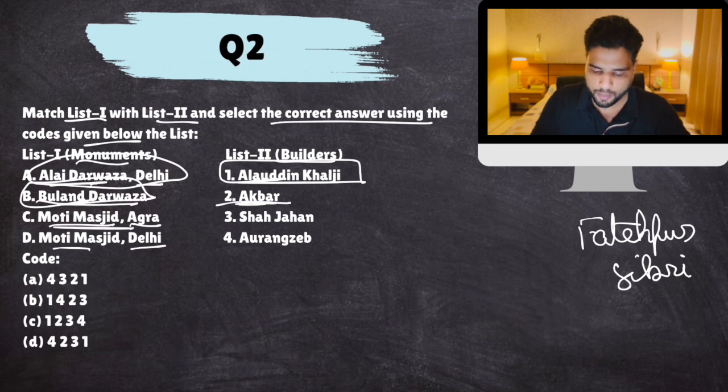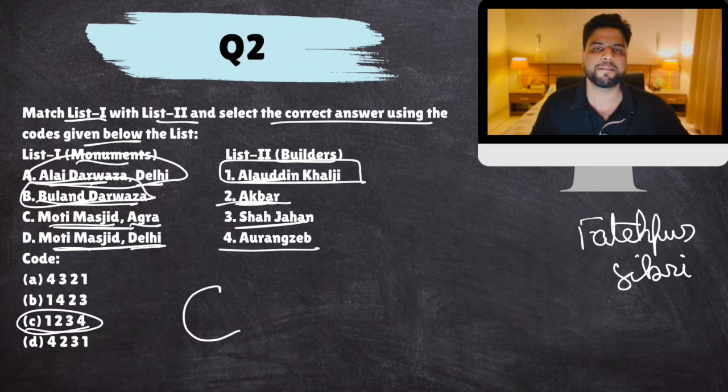Moti Masjid Agra was constructed by Shah Jahan, and Aurangzeb also constructed a masjid in Delhi, Moti Masjid Delhi. So the answer would be 1, 2, 3, 4, option C. All are correctly matched.